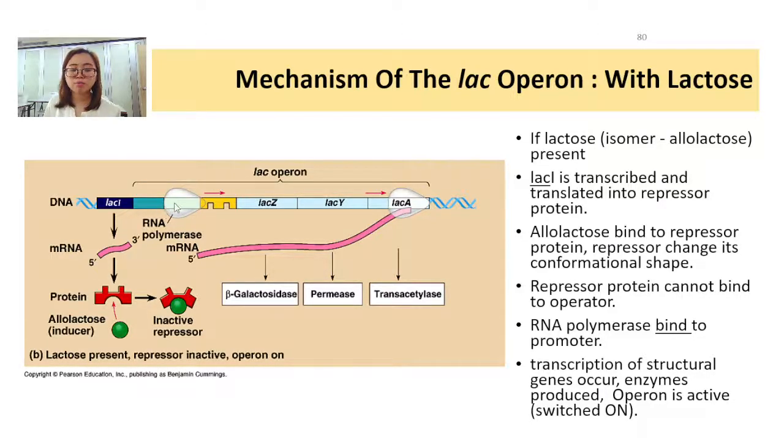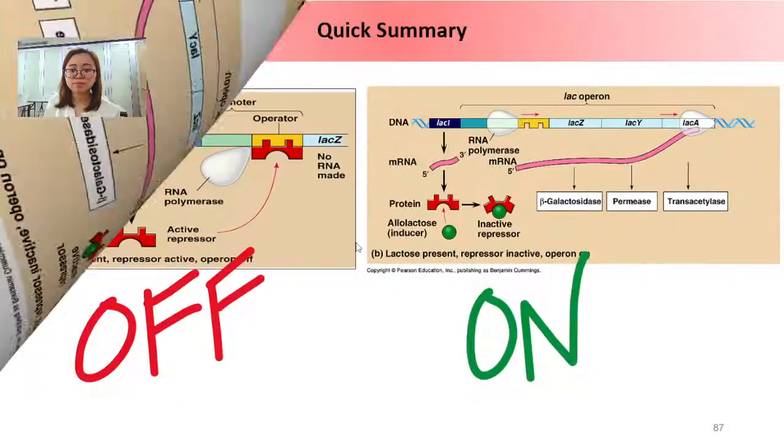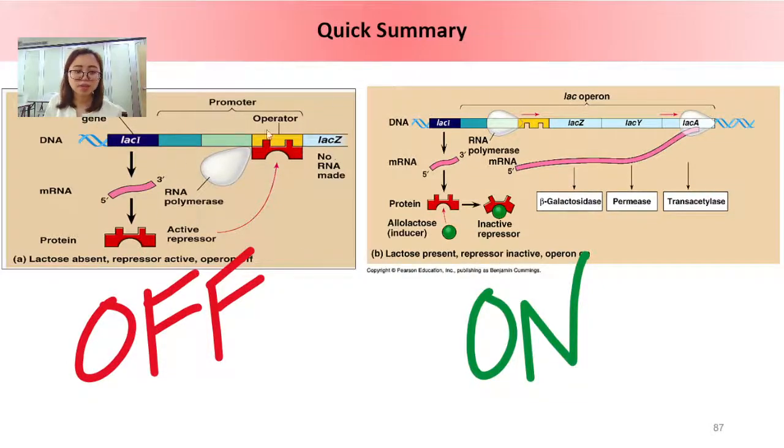The RNA polymerase will now do its job of transcribing the genes. So you will have transcription of structural genes occur. Your enzymes will be produced and the operon is active. Ataupun we can say the operon is switched on. Okay, so just a quick summary. This is what the operon looks like when it's switched off and when it's switched on.